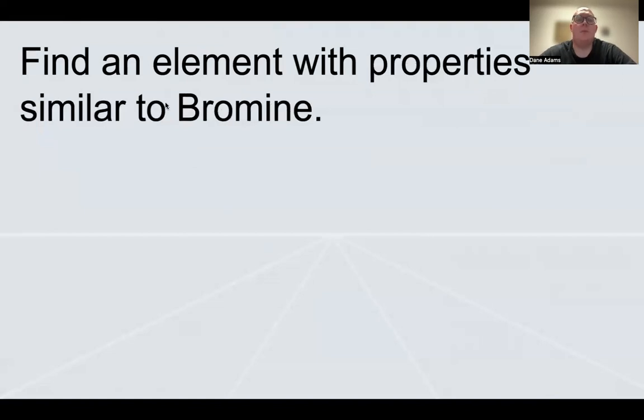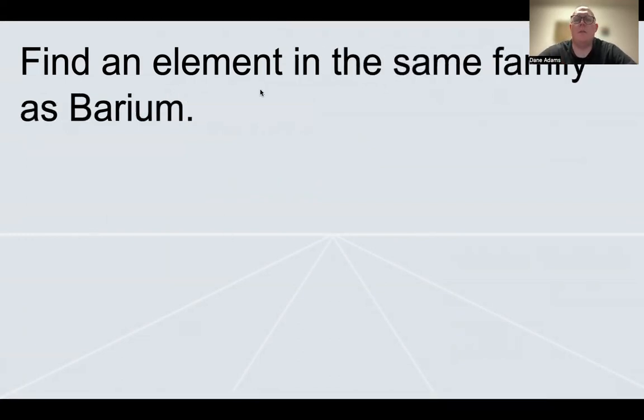This one says find an element with properties similar to bromine. 5 seconds. Any of those elements in column 17. So fluorine, chlorine, iodine, any of those have similar properties to bromine. Not identical, but similar.